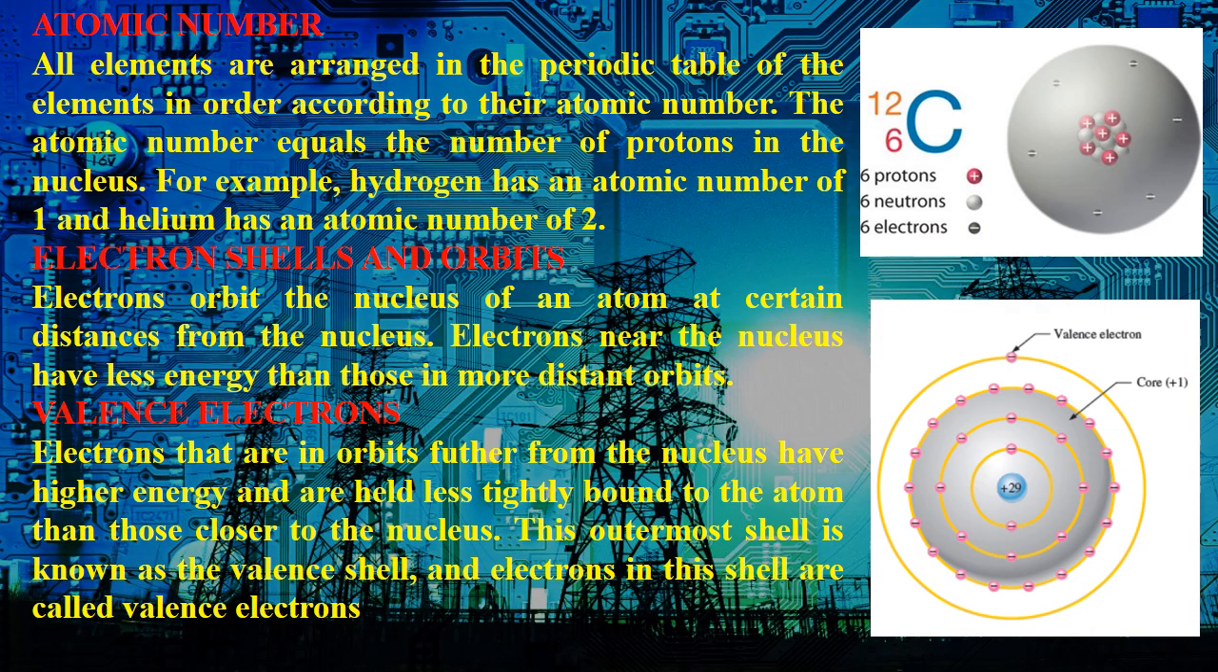Okay, these protons and neutrons are present in the nucleus of an atom, while electrons orbit in shells around the atom. So electron shells, or orbits, are the circular rings around the nucleus or core of the atom. Electrons orbit the nucleus of an atom at certain distances from the nucleus. Electrons near the nucleus have less energy than those in more distant orbits.